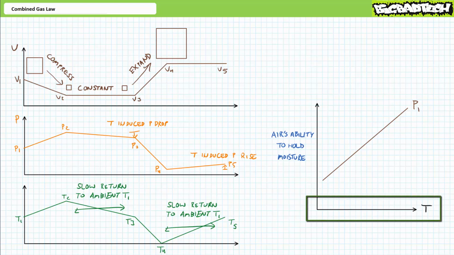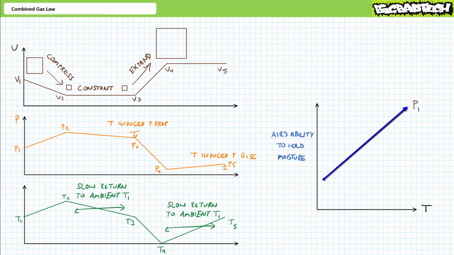Temperature is represented using the horizontal x-axis. Given constant pressure P1, if we increase temperature, the air can hold more moisture. Conversely, given constant pressure P1, if we decrease temperature, the air can hold less moisture. In summary, warmer air holds more moisture, colder less.